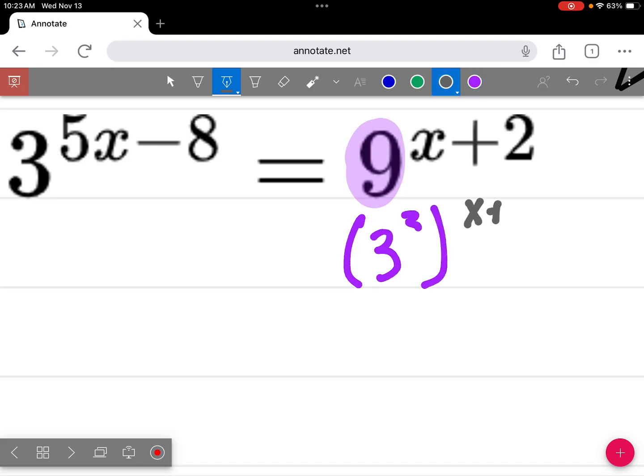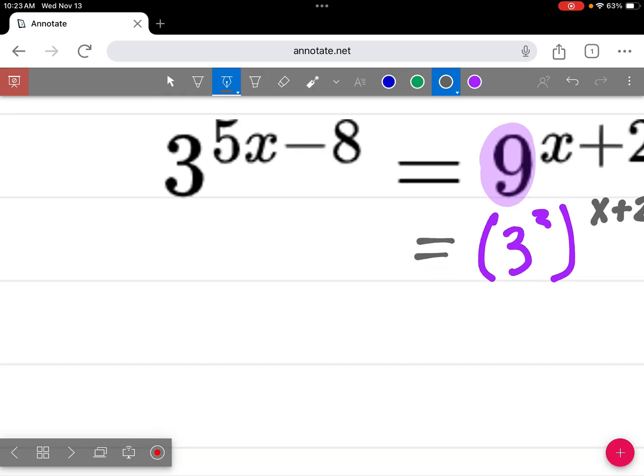So is it possible that you could square the 3 instead? Or would that be harder? That would be harder, because then you're going to have to square the whole thing. Oh, no, never mind. Go for your same bases. That's going to be less annoying. Okay.